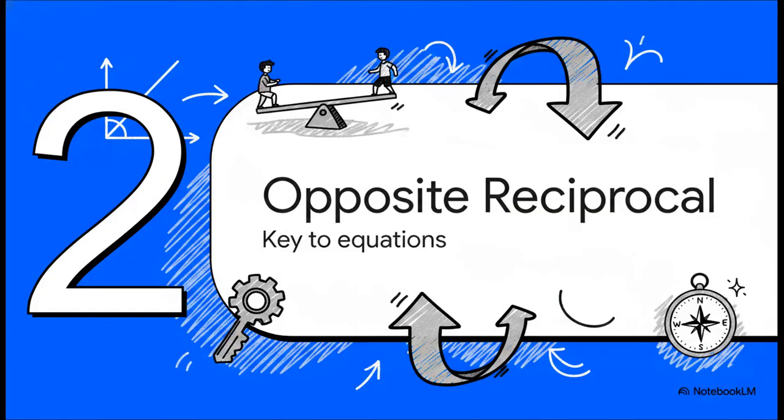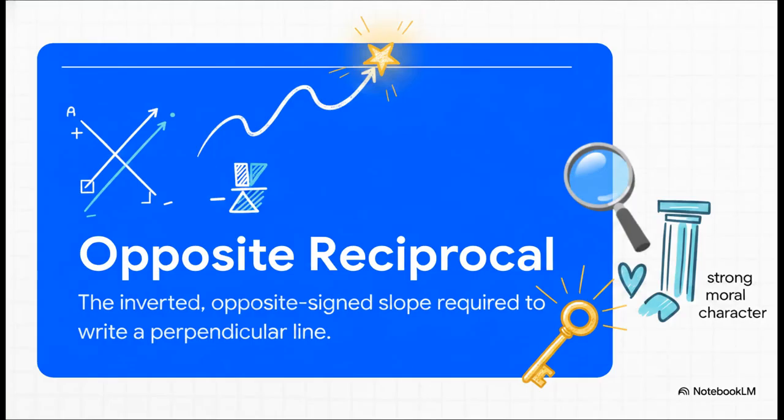Section 2. The opposite reciprocal. The key to perpendicular equations. Now, what's really interesting here is the vocabulary. Let's define it clearly. An opposite reciprocal is the inverted, opposite-sign slope required to write the equation of a line that is perfectly perpendicular to another. I promise you, mastering this one single definition is literally the secret to unlocking every single perpendicular equation problem you will ever face. It's really that important.